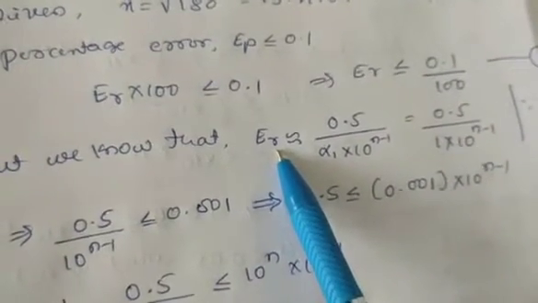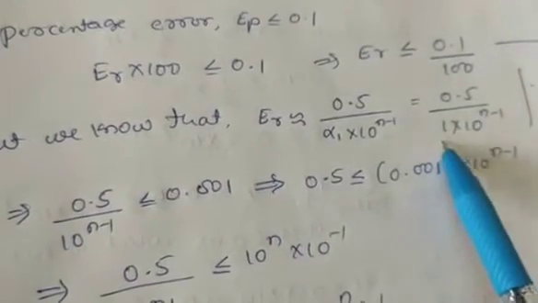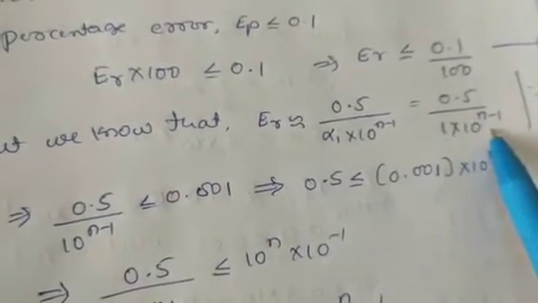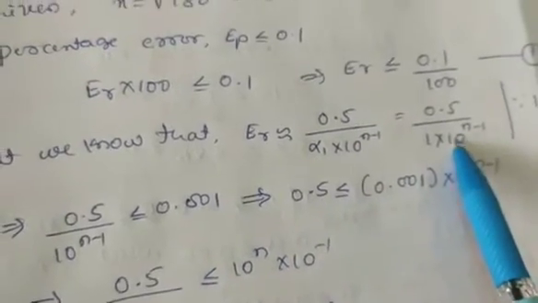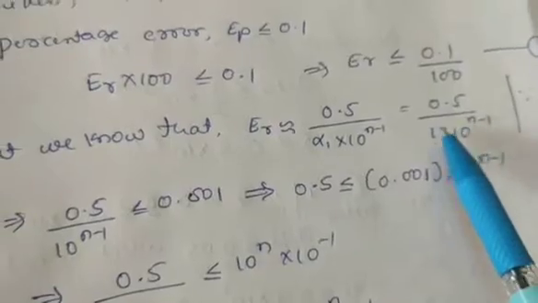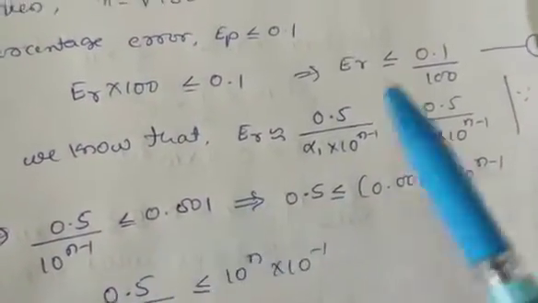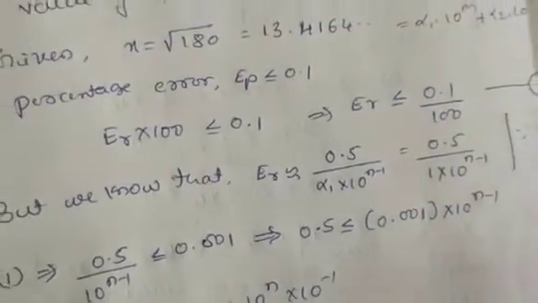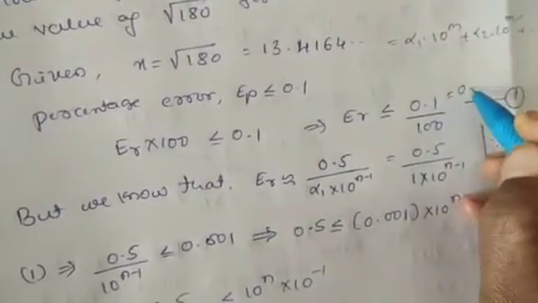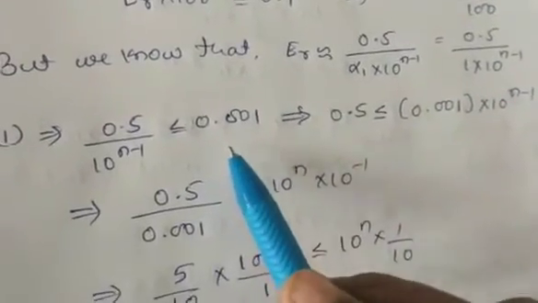So the relative error is 0.1 divided by 100 and it is equal to 0.5 divided by 1 into 10 raised to n minus 1. So this relative error is 0.1 divided by 100. So 0.5 divided by 10 raised to n minus 1, which is less than or equal to 0.1 divided by 100. 0.1 divided by 100 gives what here? 0.001. So which is less than or equal to 0.001.